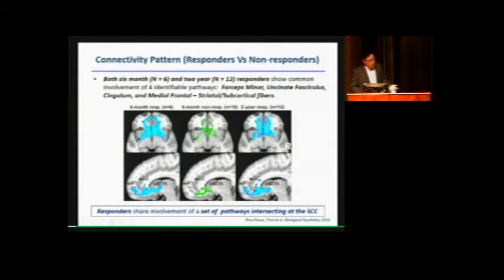pattern. So what we found is that responders share involvement of a set of pathways intersecting at the SCC region. That's the forceps minor bundle, uncinate fasciculus, cingulum, and also the medial frontal to the striatal or subcortical fiber bundle.